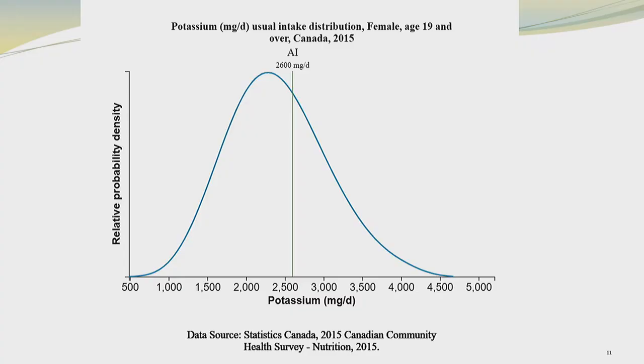Okay. So what can we say about this population? This is again from the 2015 Canadian Community Health Survey, and it's looking at potassium intake in this population. So the population is usual intakes of potassium in females who are age 19 and over in Canada. So based on what we saw in the previous slide, what will we say is happening with this population?